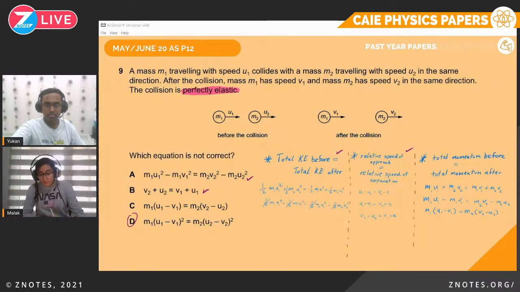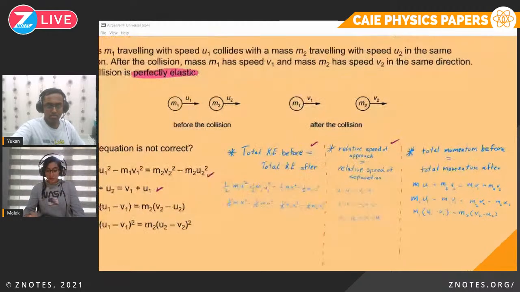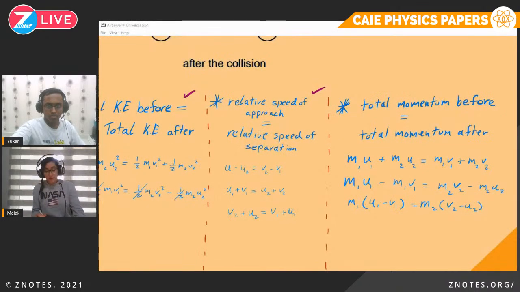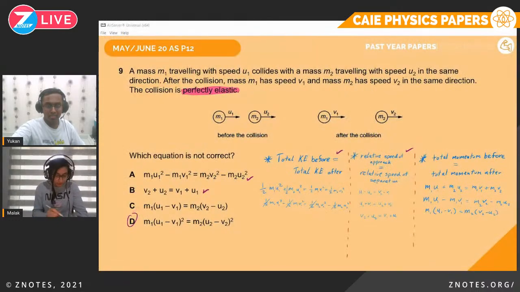Third, total momentum before is equal to total momentum after. Of course, we all know this. Just play around with the equation m1u1 plus m2u2 equals m1v1 plus m2v2, and you should get the same as equation C. So we know this is true due to the third law. So now the only one we have is D, so that is the only one that is not correct.